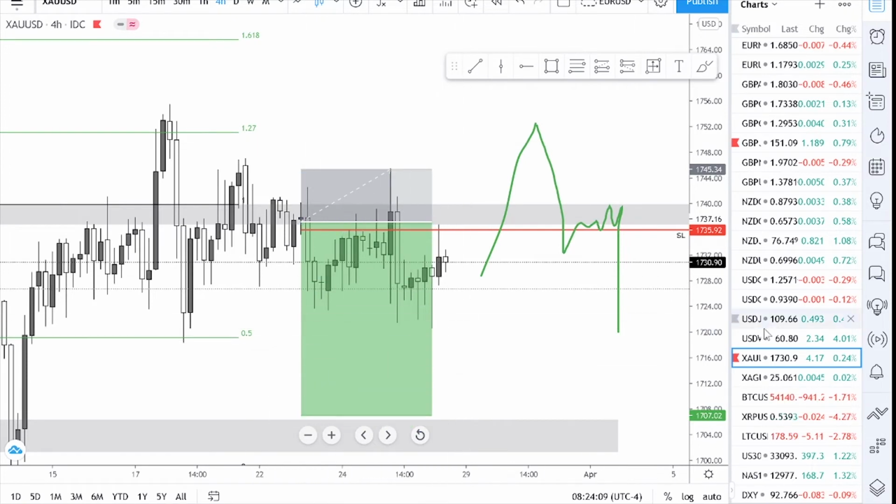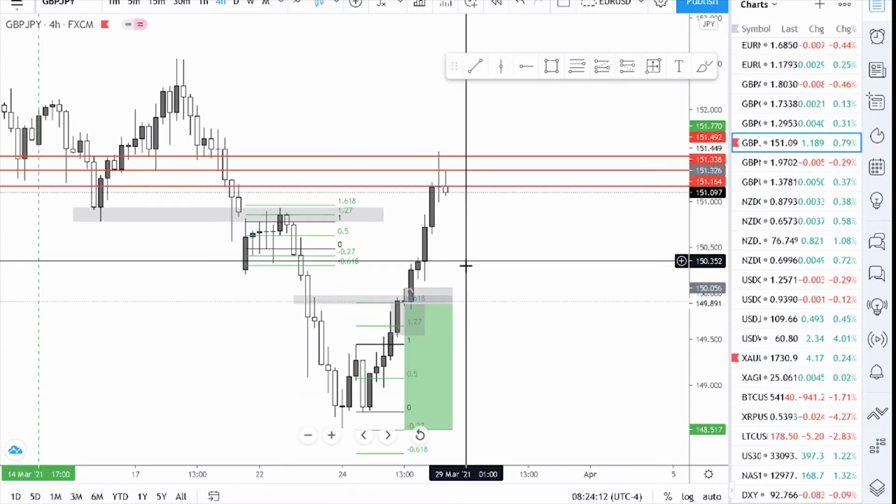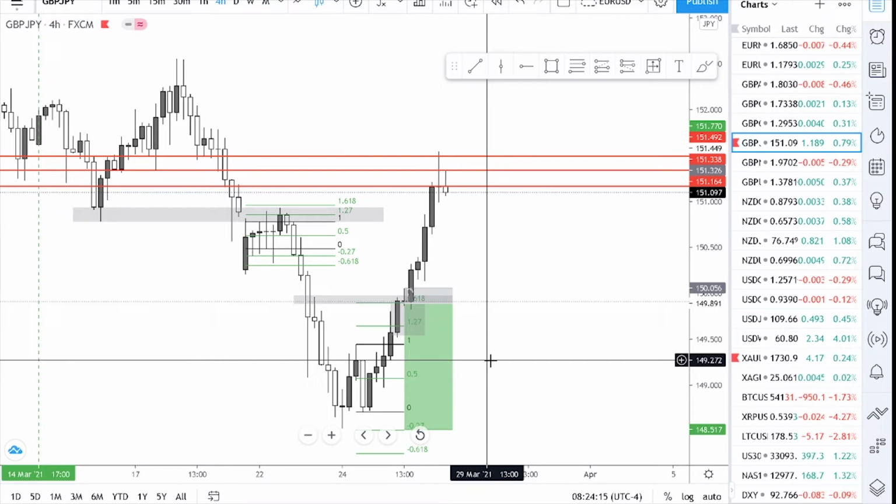So that's how trade number 2 worked out for the week. Now, trade number 3, which we saw in the beginning, was GJ. You have to understand something about trading: everything works some of the time.